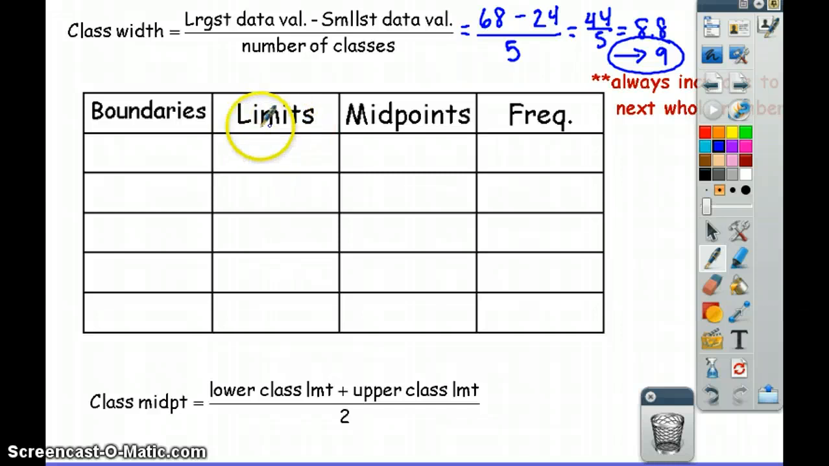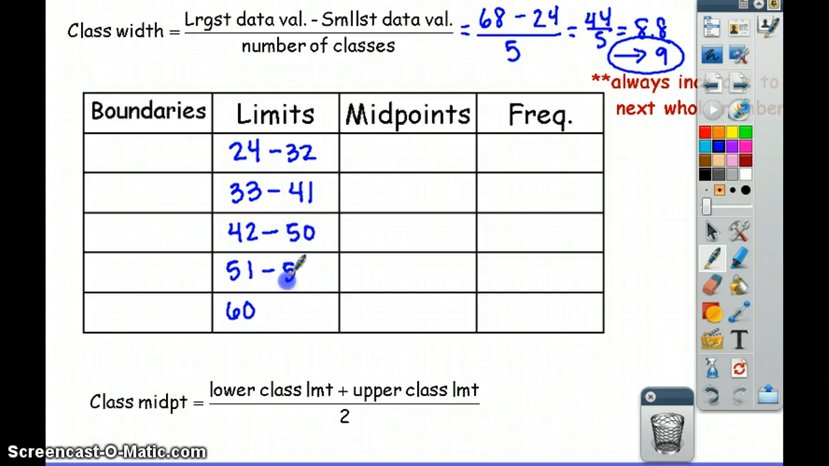I'm going to fill out the limits first. The lowest value, my youngest professor, is 24. Now I'm going to add my class width. I'm going to add 9, and add 9, and add 9, and again add 9. So my first bar is going to be all the professors aged 24 to, well, it would have to be 32, because the next one starts at the age of 33, so it'd be 33 to 41, because the next one starts at 42, so 42 to 50, 51 to 59.